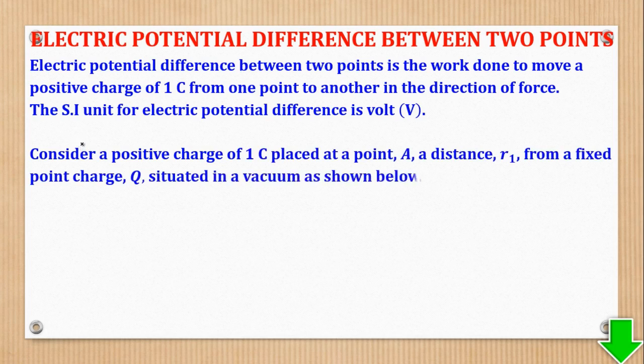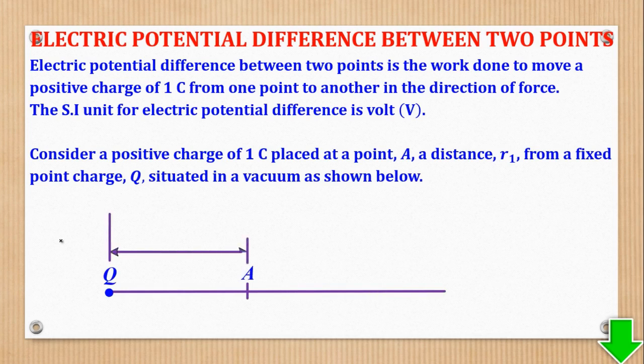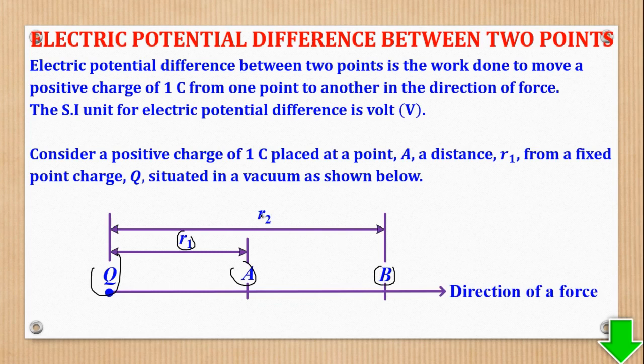So we shall try to look at the formula for electric potential difference. We shall consider a positive charge of 1 coulomb placed at a point A at distance r1 from a fixed point charge Q situated in a vacuum as shown below. So we shall try to illustrate that. This is charge Q, this is point A, which is a distance r1 from Q, and this is point B, which is a distance r2 from Q. And this will be the direction of the force.